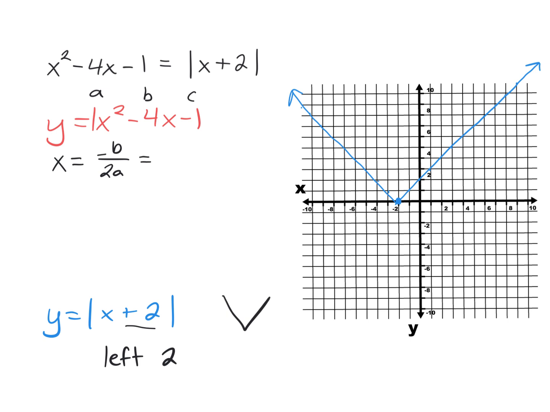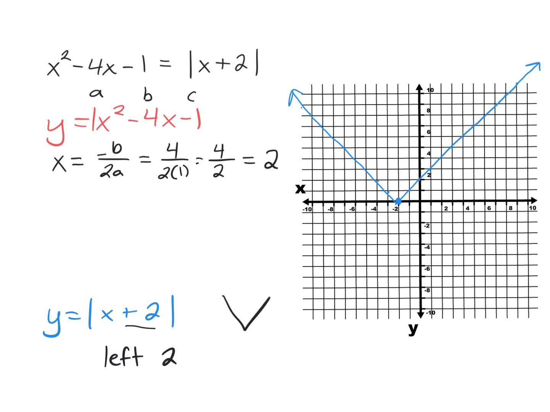So let's plug it into our formula. What would my negative b be? What's my b right now? -4. So my negative of that would be 4. Divided by 2, what's a? 1. 2 times 1? 2. 4 divided by 2? 2. That's my x value.